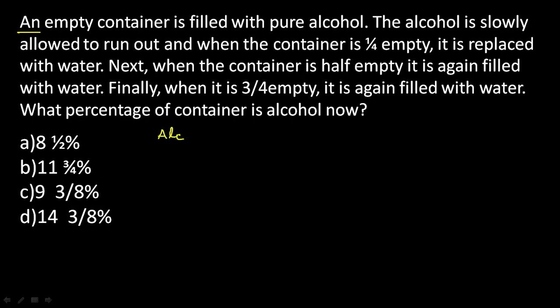Now alcohol initially, then how much is left over. First, 1/4 is taken out, so initially 4 is there, 1 they are taking out, so it will be left with 3. Next they are taking half, that is initially it is 2, they are taking 1, so it will be left with 1 unit. Then third time, that is 3/4, so 4 units initially, then 3 units they are taking out, so it will be left with 1.